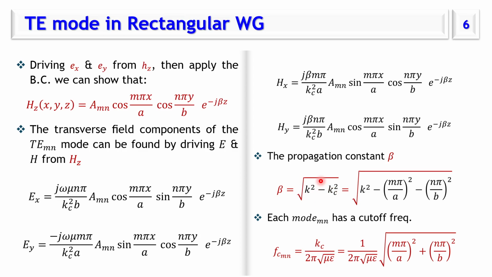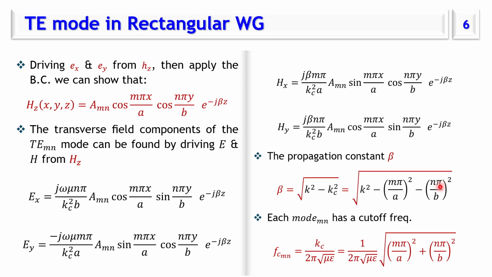So k is the wave number, kc is the cutoff wave number. If k is larger than the cutoff wave number, beta will be a real propagation constant. If k is less than the cutoff wave number, beta will be imaginary, and the propagation constant would be like a propagation constant for a decaying wave.